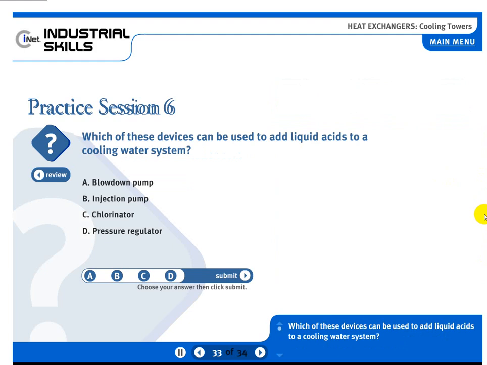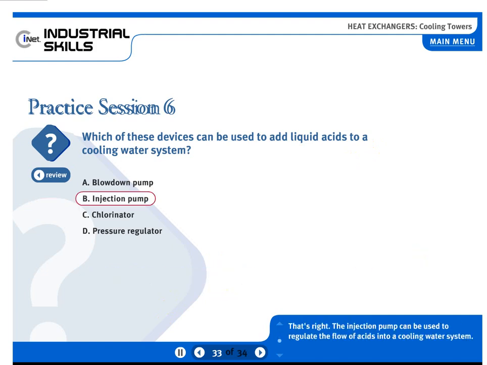Which of these devices can be used to add liquid acids to a cooling water system? No. Remember, this device... That's right. The injection pump can be used to regulate the flow of acids into a cooling water system.